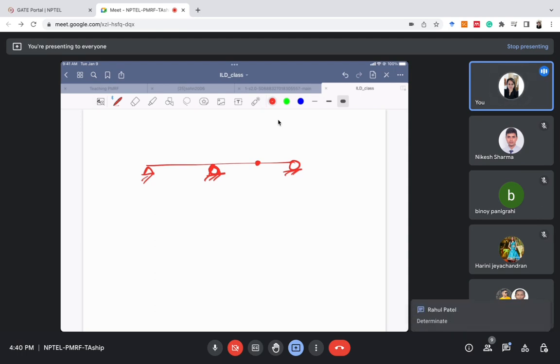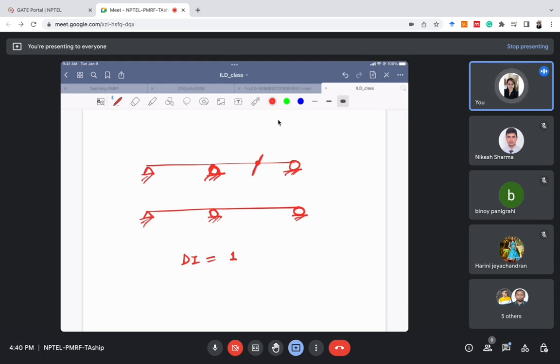Determinate. Why? Because when it was simply supported, it was determinate. So the degree of indeterminacy was 0 in this case. We have added one support here, so plus 1. I have added this internal hinge also here, so I have minus 1. Internal hinge will cause minus 1 and adding the support will cause plus 1. So finally it will become 0, right?